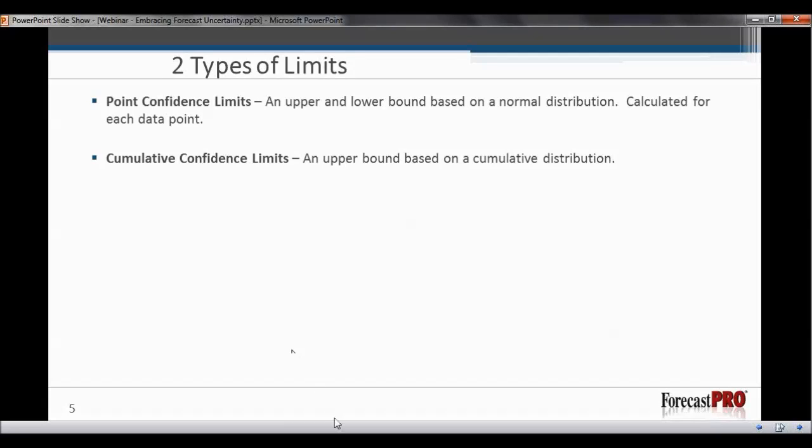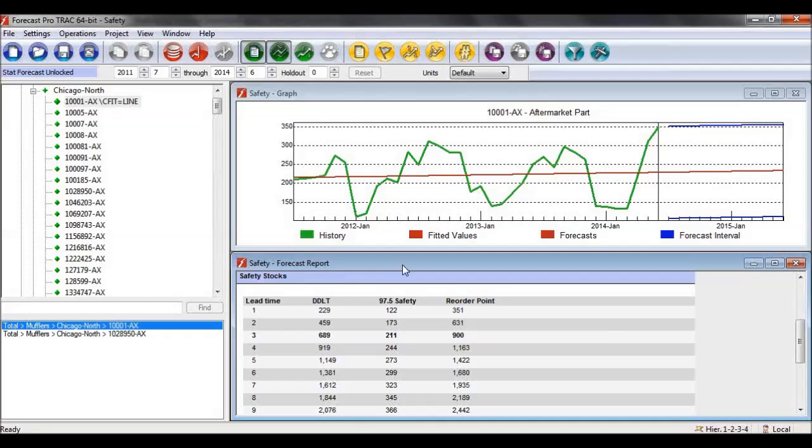An easy way to understand that is to open up an example in Forecast Pro. Here I've loaded onto the screen some historical data. On the graph, here's my historical data in green. I have 3 years or 36 months of history, and I have my red line as my forecast going forward. I also have this blue line, this range around the data, that we would consider a point confidence limit. At each point in the future, you can see that my forecast for July is 229 units. The upper limit is 351, the lower is 107.